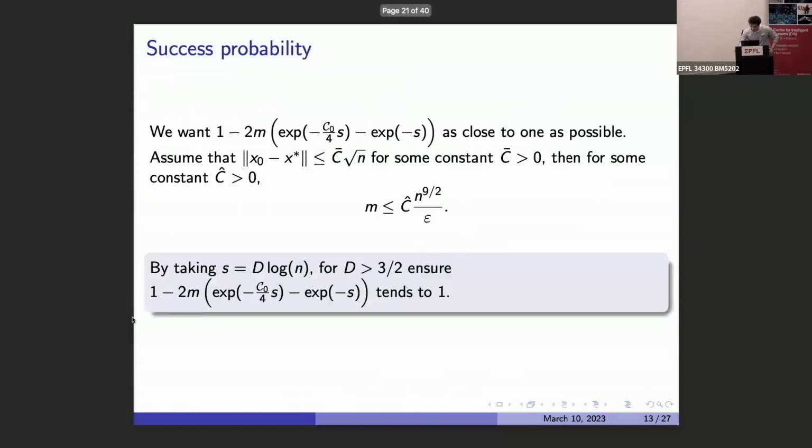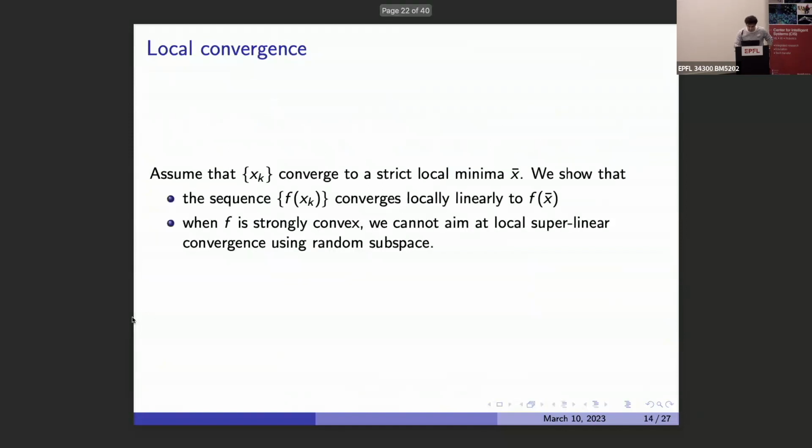And so yeah, this result, the proof is not so different, so I will be fast on this. For me, what is more interesting is the local convergence result. For that, we assume that the sequence xk converges to a strict local minimum, x bar. What we will show is that the sequence f of xk converges locally linearly to f of x bar. Unfortunately, we cannot hope for superlinear convergence, because when the function f is strongly convex, we will prove that superlinear convergence does not hold using some random subspace method.